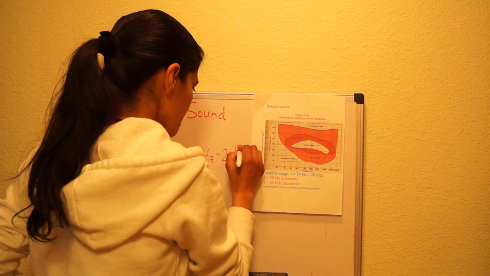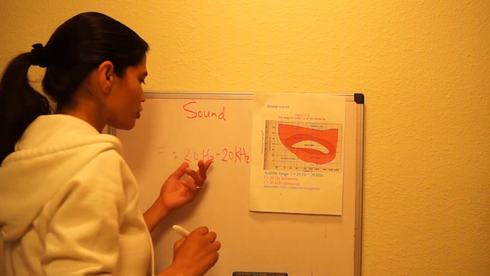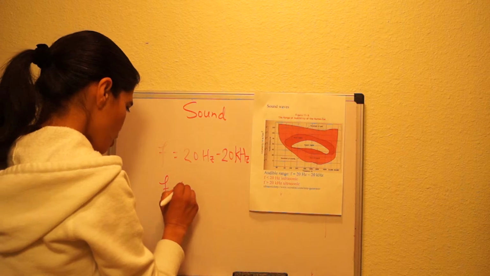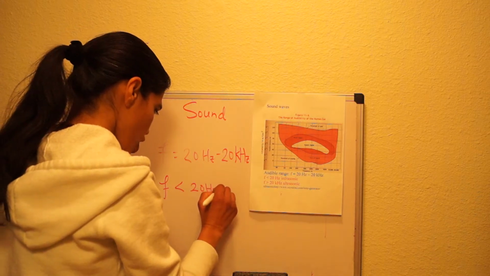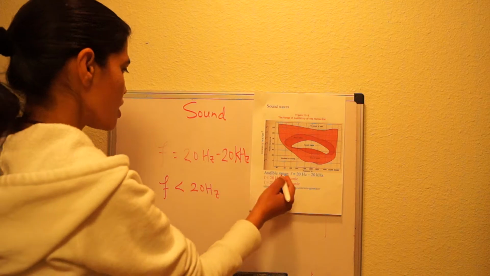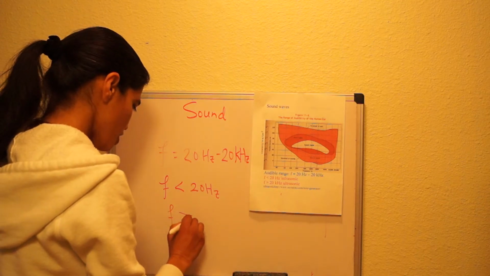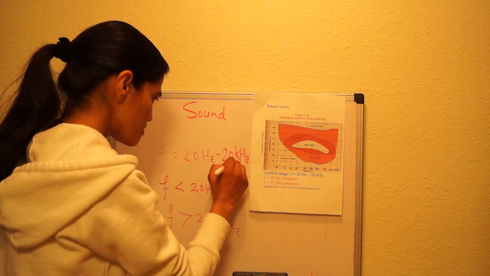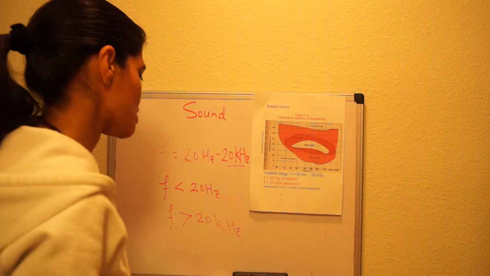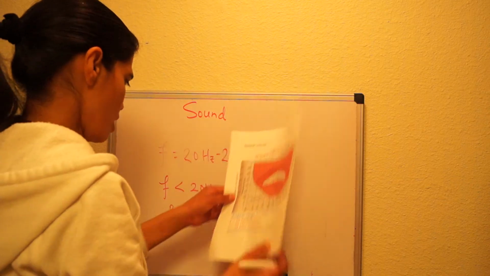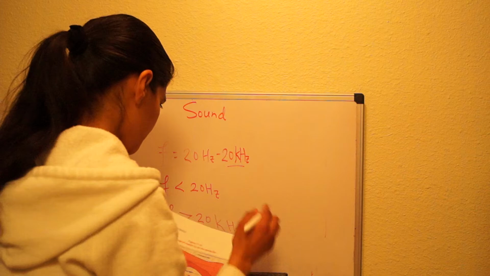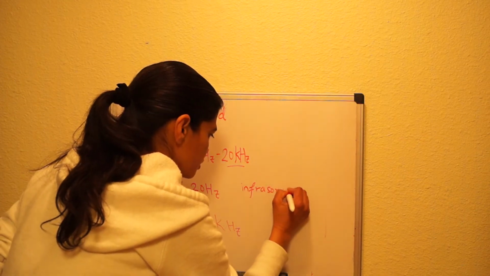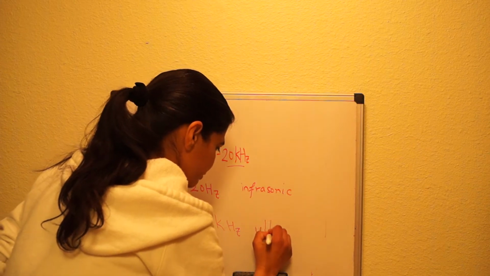20 kilohertz, okay? So 20 hertz to 20 kilohertz. The frequency that is smaller than 20 hertz is called infrasonic sound. A frequency greater than 20 kilohertz, so greater than this value, is called ultrasonic sound, okay? So this is infrasonic, this is ultra.